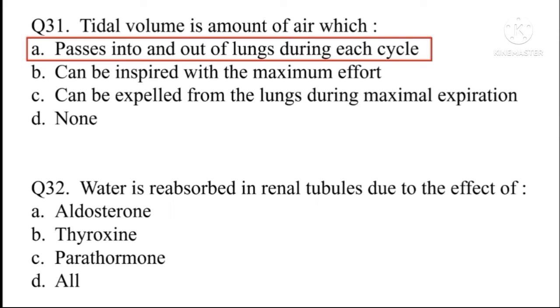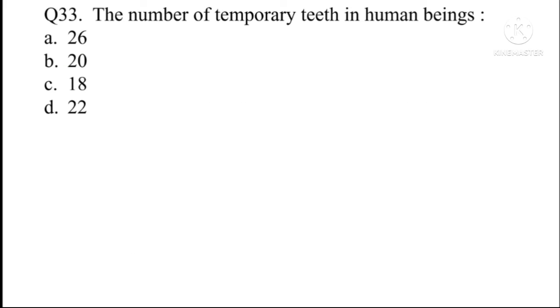Options given are option A aldosterone, option B thyroxine, option C parathormone, and option D all. So its correct answer is option A aldosterone. Aldosterone is a hormone which is secreted from adrenal glands and it is responsible for the reabsorption of water in renal tubules. Next question, the number of temporary teeth in human beings are.